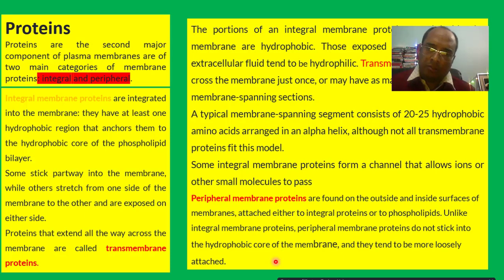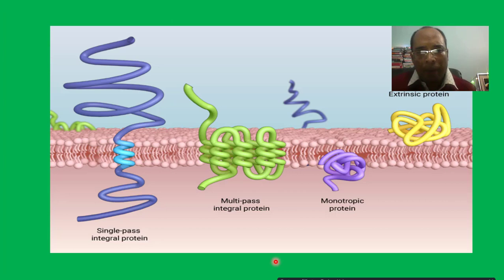So peripheral protein is loosely attached at the surface. Now you can see different types of proteins. Look here. This is single pass integral protein. This is multiple pass integral protein, monotropic protein, and extrinsic proteins, which means that it is at the outer part, loosely attached.